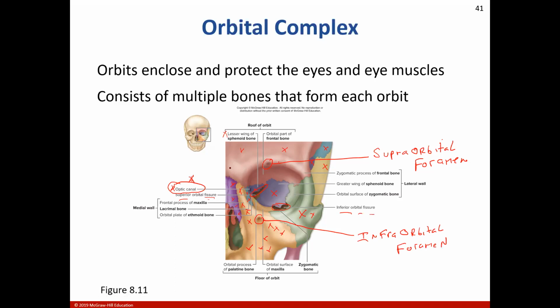So again, let's review. Nasal bone, where's that? Here. This is part of the maxilla. The green is lacrimal. Still some maxilla here. This is the greater wing of sphenoid, lesser wing of sphenoid that has the optic canal. The inferior and superior orbital fissures.